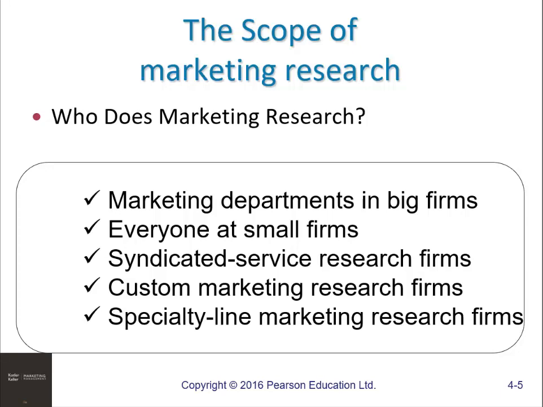Syndicated service research firms gather consumer and trade information which they sell for a fee. Custom marketing research firms are hired to carry out specific projects. And specialty line marketing research firms provide specialized research services.